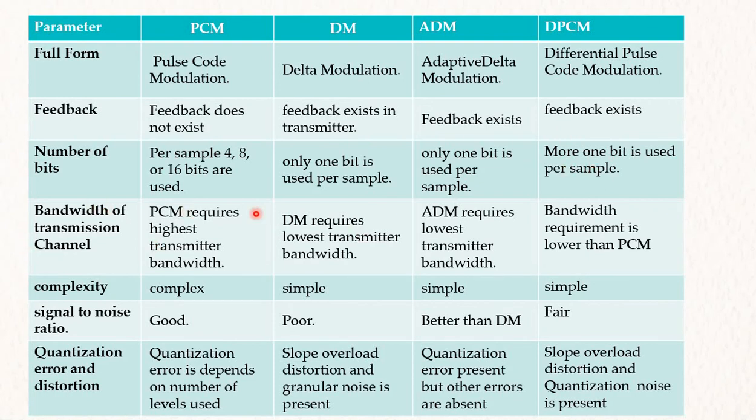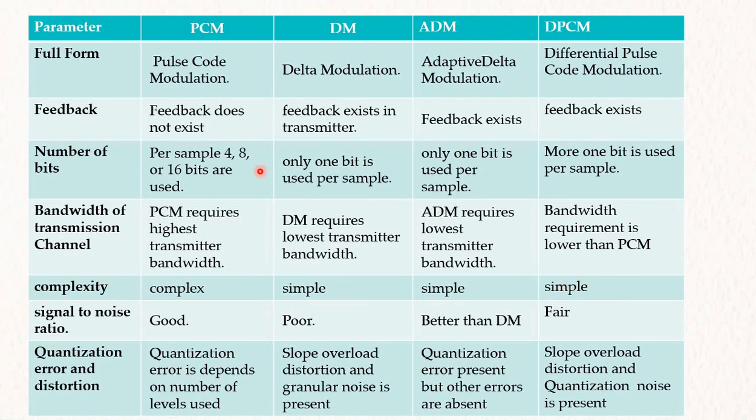Bandwidth of the transmission channel: PCM requires the highest transmission bandwidth. DM requires the lowest bandwidth. The ADM also requires the lowest bandwidth, and the bandwidth of DPCM is less than that of PCM, because in this case we have removed the unnecessary data, or avoided the redundancy. Therefore the bandwidth requirement of DPCM is less than what is needed for PCM. Complexity: the PCM signal is complex. DM is a simple circuit. PCM is complex because we don't have any feedback. We have only 3 blocks. Therefore the design of PCM is a bit complicated compared to all the others.